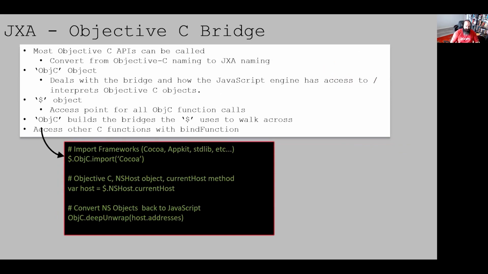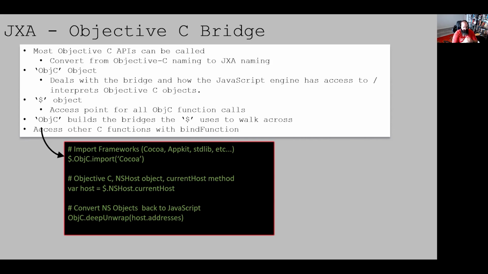The JXA and Objective-C bridge, this is really the power behind JXA. This is how JXA JavaScript is able to actually make Objective-C API calls. Most Objective-C API calls can be called from it. Some cannot. But you have to convert your Objective-C naming to JXA naming, right? You can't just call JavaScript and expect it to make an Objective-C call. You have to do some conversion there.